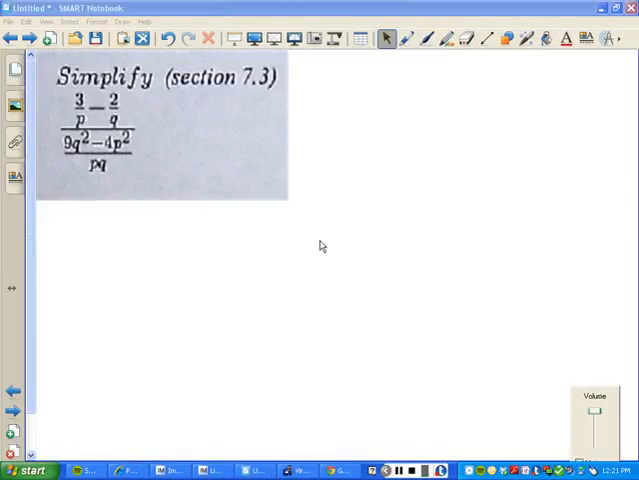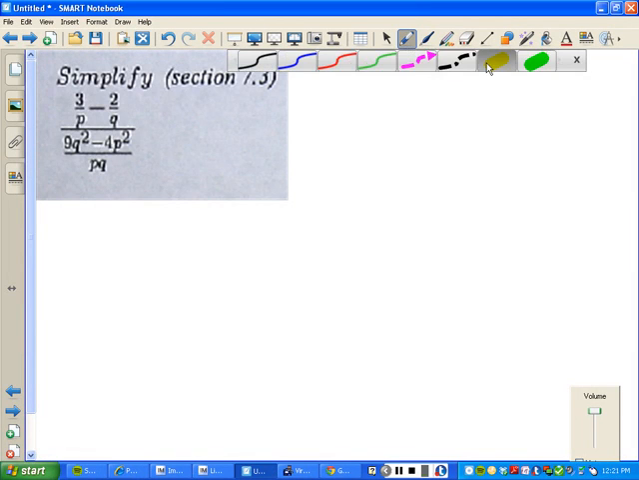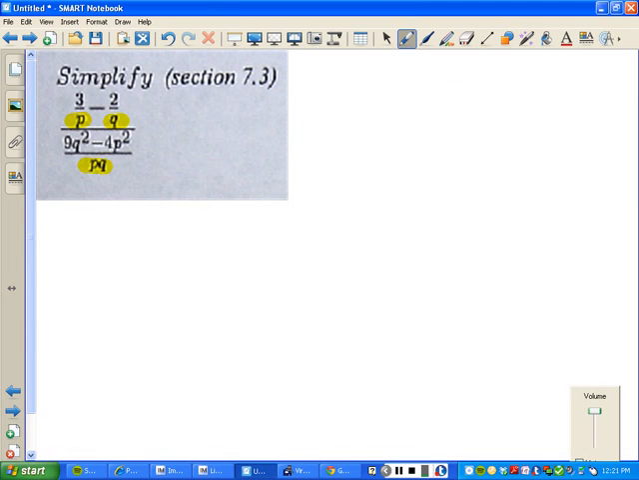Alright, so we're going to figure out how to do these complex fractions. The first thing you want to ask yourself is what's the common denominator between all three pieces? Just to remind you, here we have three denominators that we've got to deal with. Ultimately we're going to multiply top and bottom by the common denominator between all three. Common denominator between all three is?